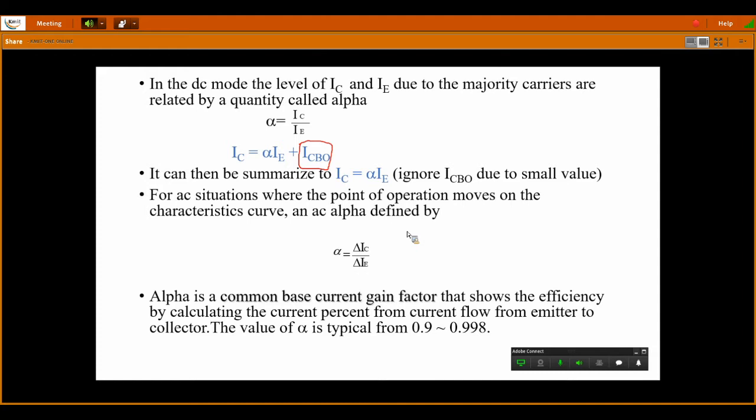So with this, the current gain is very small. The current is not amplified. Hence this common base configuration is not utilized as a current amplifier or a voltage amplifier. You could not use the common base configuration as a current amplifier since its current gain is about 1. It cannot amplify the output current by a factor of alpha, as alpha is approximately 0.9 to 0.998. We could not use this configuration as a current amplifier.